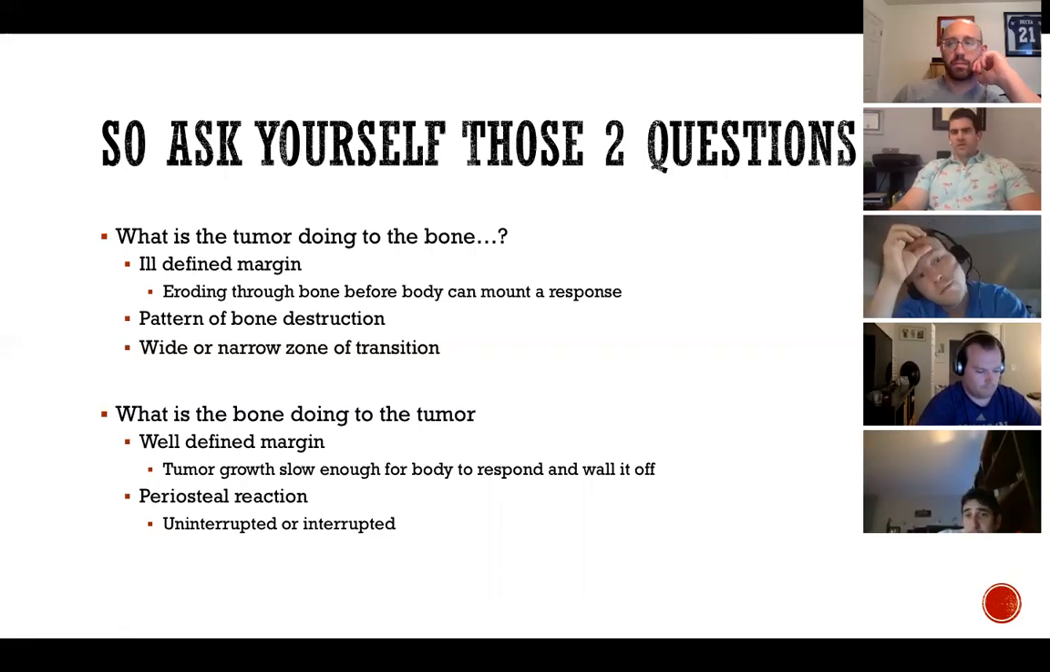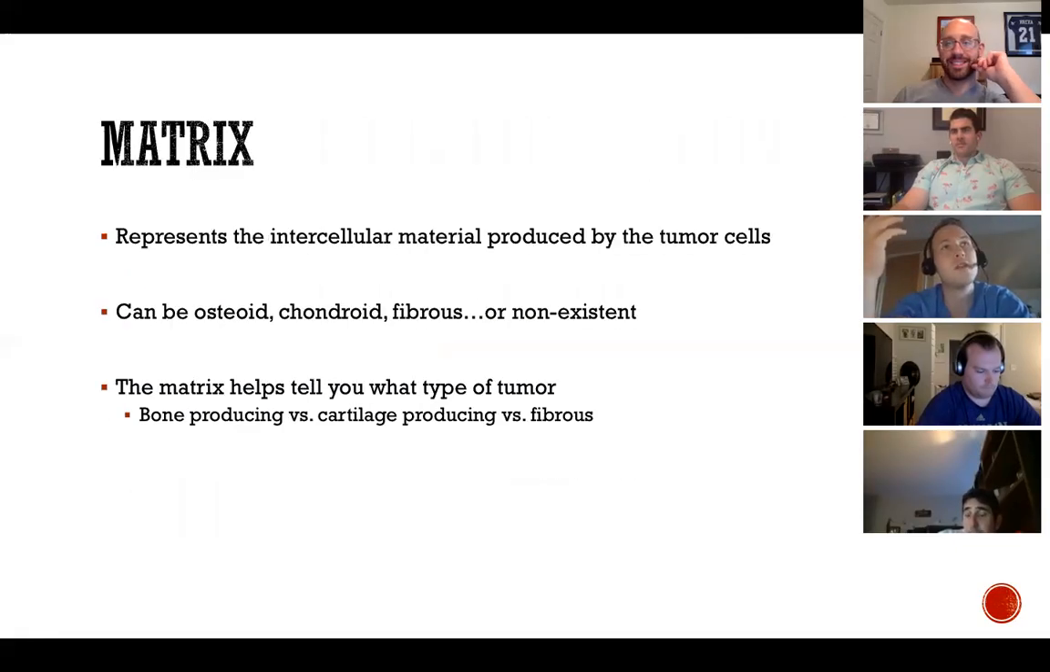Joe, did you say matrix? Matrix, yeah, that's the clues within the tumor. What is the matrix? Hey, before you go on, just a couple of questions from the chat.